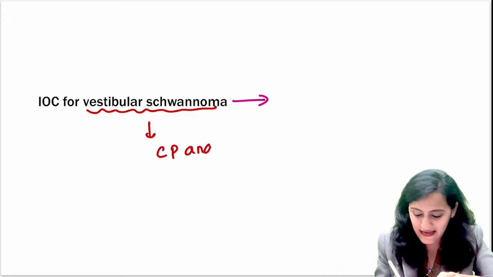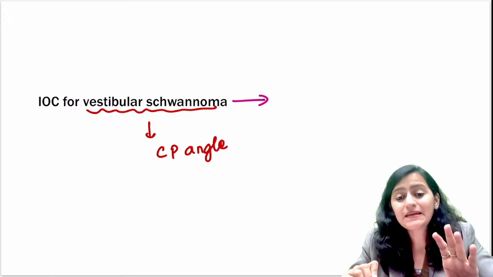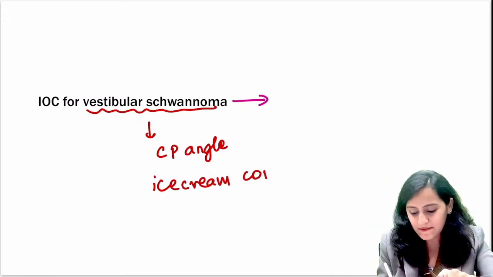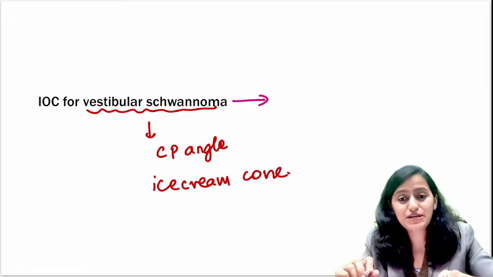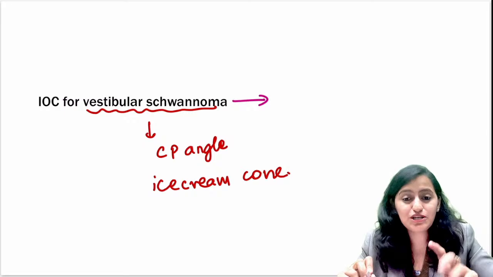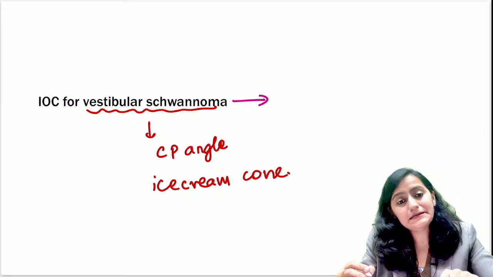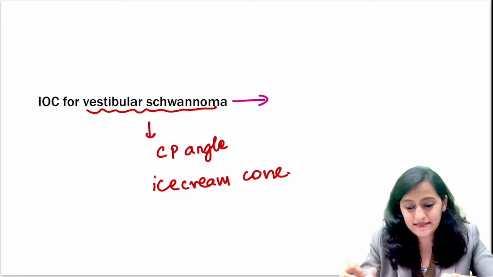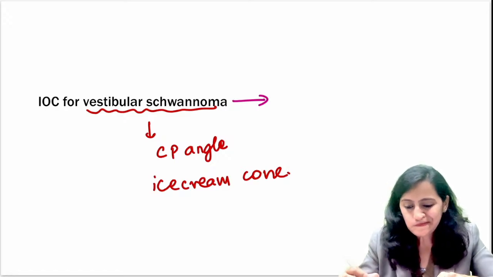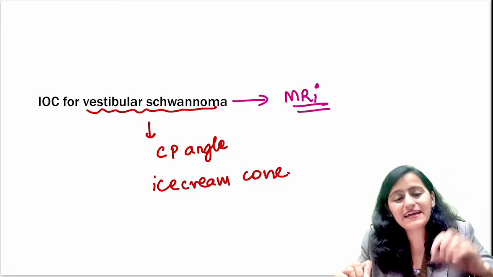It is CP angle. This vestibular schwannoma is a cerebellopontine angle mass, right? What appearance does it give? What sign does it give? Ice cream cone appearance. Remember the mnemonic, the trick to remember it is eating ice cream and eating shawarma. Schwannoma is shawarma. So, shawarma and ice cream, right? And so, what is the investigation of choice? It is going to be MRI. Okay, it is going to be MRI in the brain.